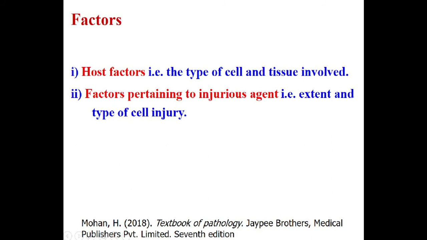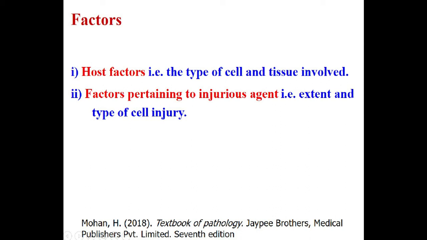Then in the next slide, we're talking about the factors. The cellular response to stress may vary depending upon two variables. Number one is the host factor, and number two is factors pertaining to injurious agents. When we talk about host factor, it means patient. Host is actually a patient, and a patient having different types of cells and tissues involved in it. Like in case of coronavirus, we're talking about the epithelial cells that are involved in this disease.